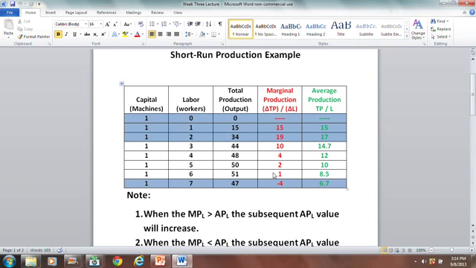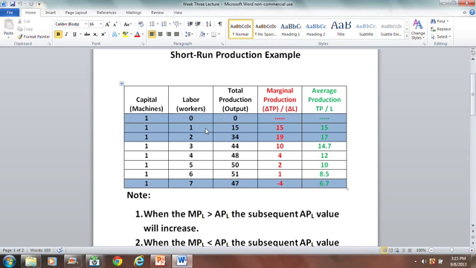Right? Now, average product, if you remember, has that group focus, and so this first entry for average product of 15 is where you take the total production of 15 units divided by the total number of workers, which is 1.